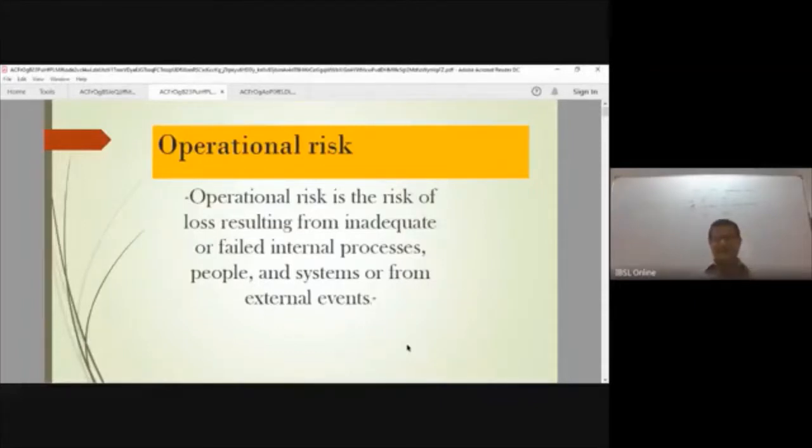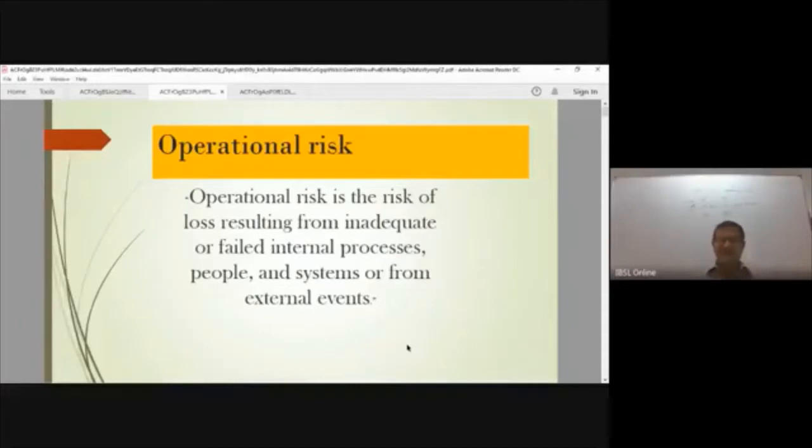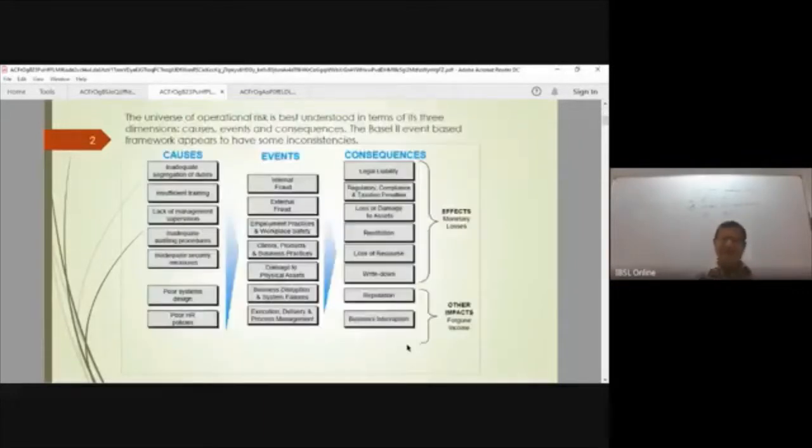So we will also go into how the Basel Committee gave this definition. They also talk about inadequate or failed internal processes, people and systems. External events are the causes of operational risk. So I'm going into the next slide about the universe of operational risk.